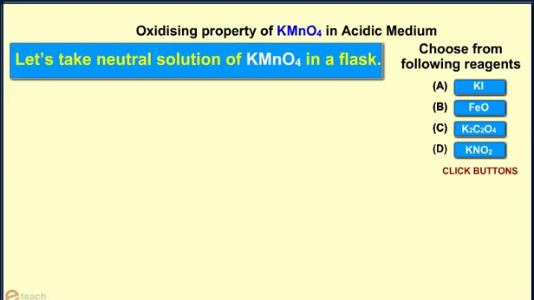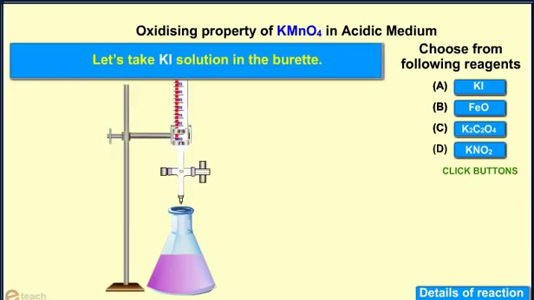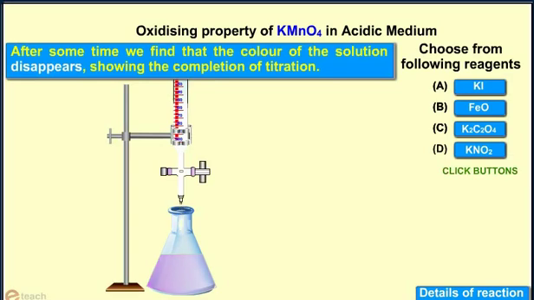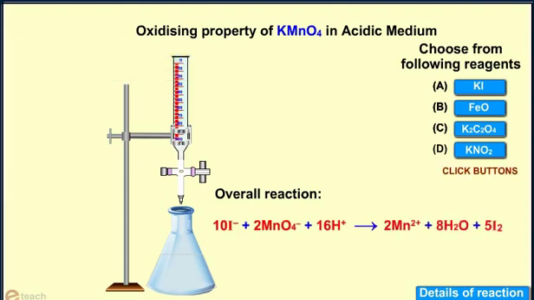Let's take acidic solution of KMnO4 in a flask. Let's take KI solution in the burette. After some time, we find that the color of the solution disappears, showing the completion of titration. Overall reaction is 10I- + 2MnO4- + 16H+ gives 2Mn2+ + 8H2O + 5I2.